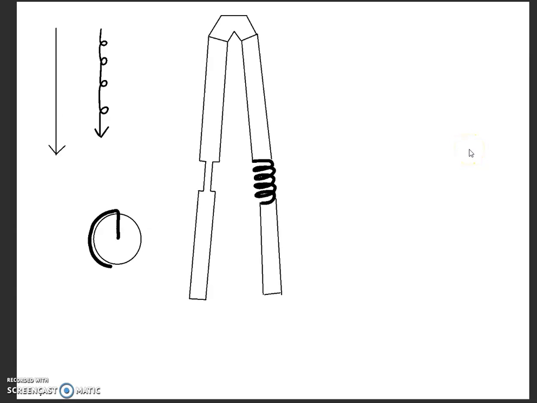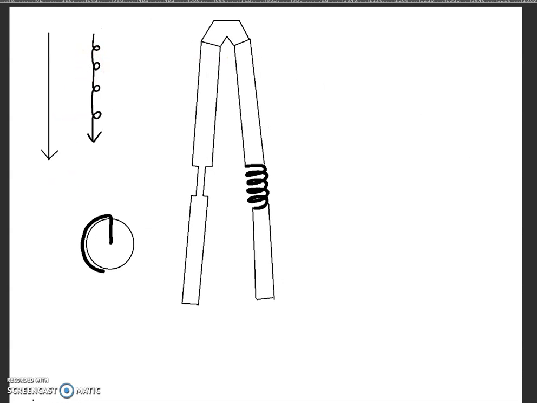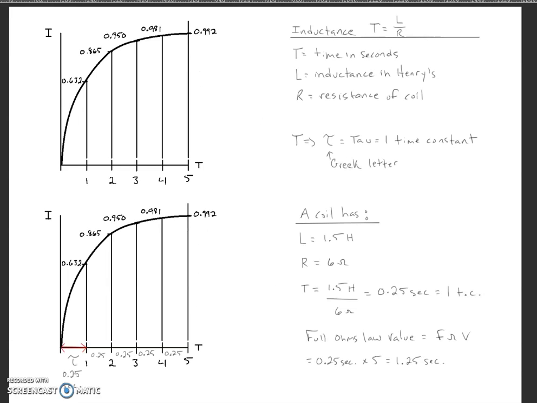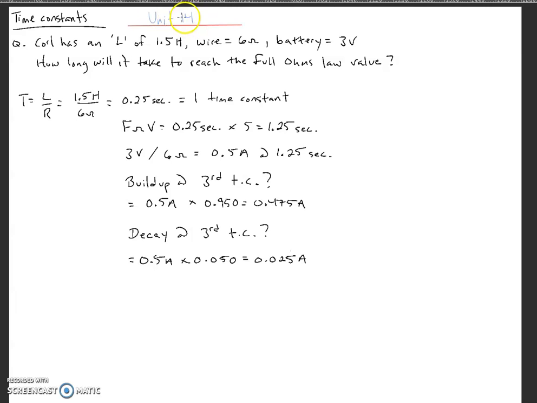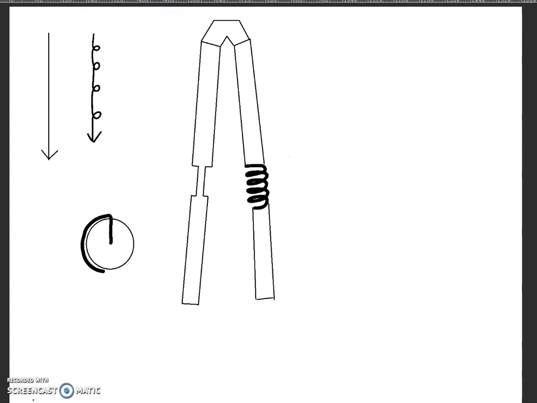Okay, so here we go with inductance and time constants. So inductors cause a bit of a problem when we deal with time constants. We're looking at unit 14 here. So here's something in concept just for you to think about: the effects of inductors and how they push back on circuits.